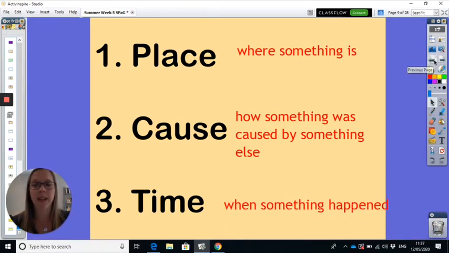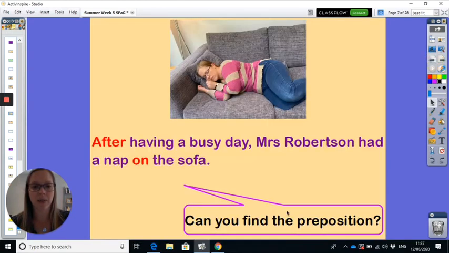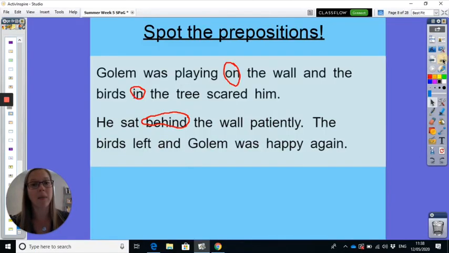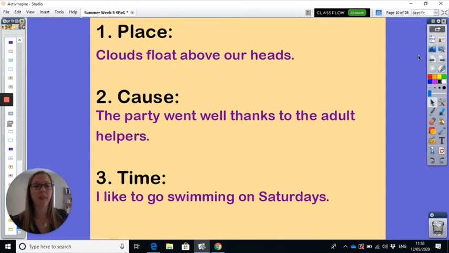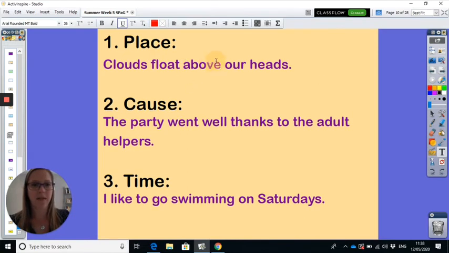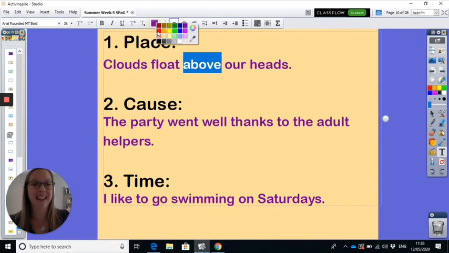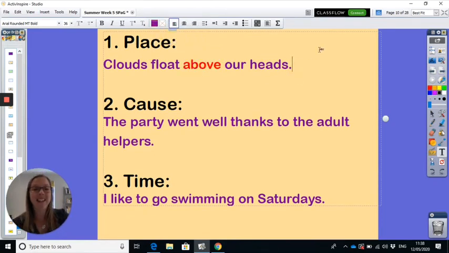So if we go back to the picture that we had of me asleep on the sofa after having a busy day, Mrs. Robson had a nap on the sofa after would be telling you when, the time, okay, when something happened. So, for example, clouds float above our heads. Where's the preposition there? Above. It's showing the place, okay? Showing where something is.